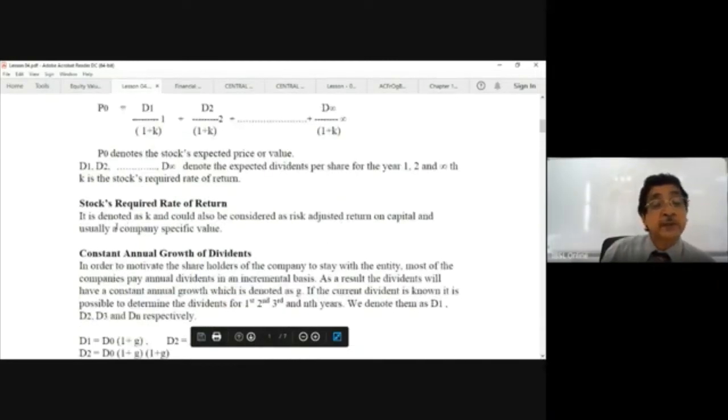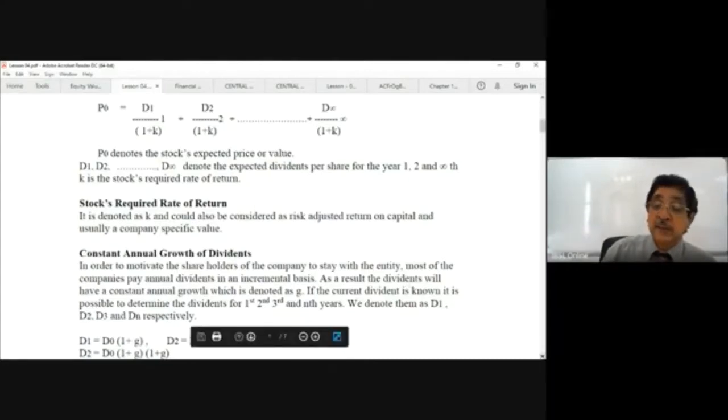And this required rate of return is sometimes referred to as the risk-adjusted rate on capital, or return on capital. It's a company-specific value in most cases. For each company, the required rate of return is a specific value.